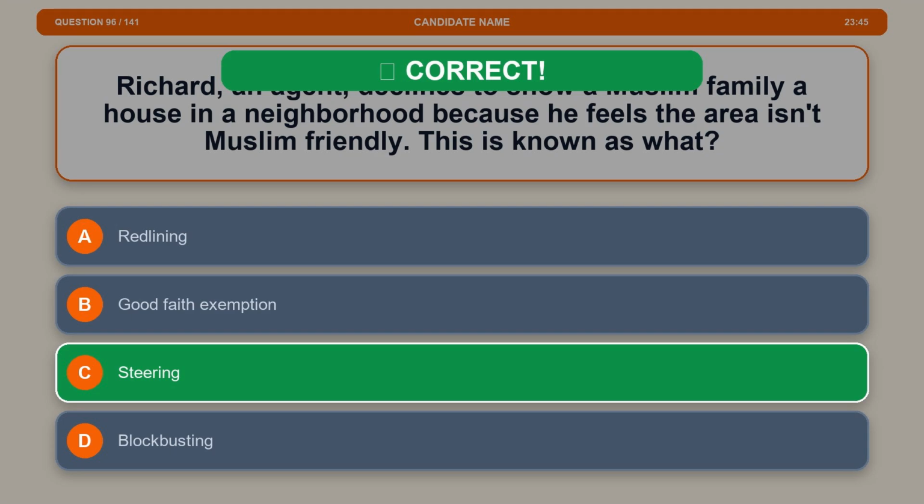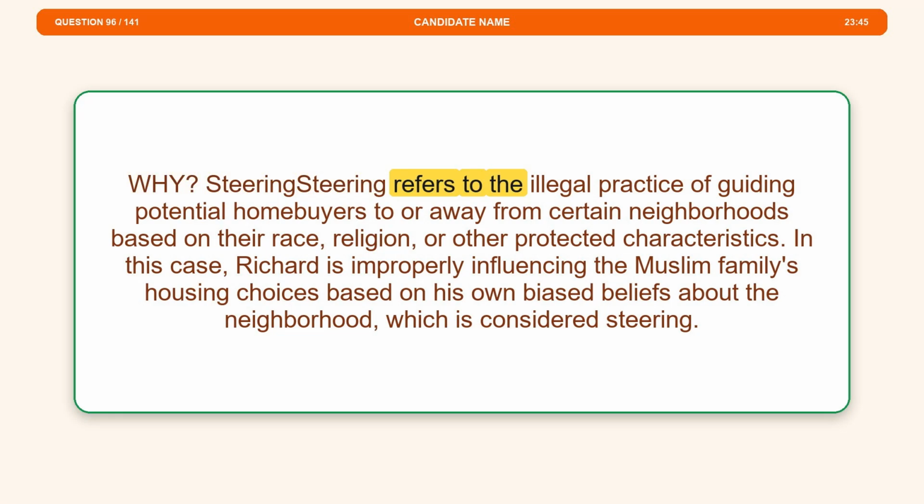The correct answer is option C. Steering refers to the illegal practice of guiding potential home buyers to or away from certain neighborhoods based on their race, religion, or other protected characteristics. In this case, Richard is improperly influencing the Muslim family's housing choices based on his own biased beliefs about the neighborhood, which is considered steering.